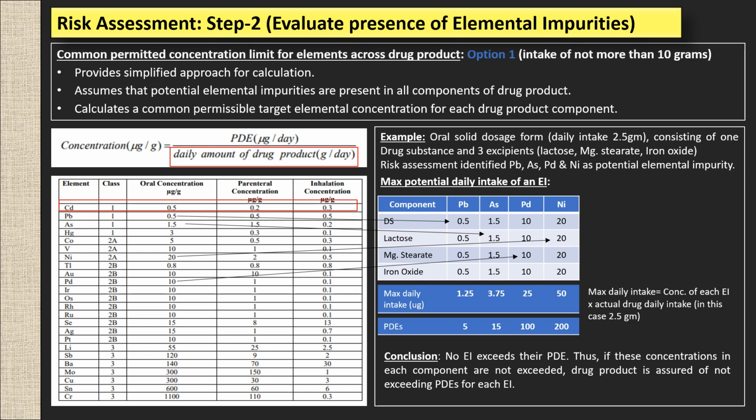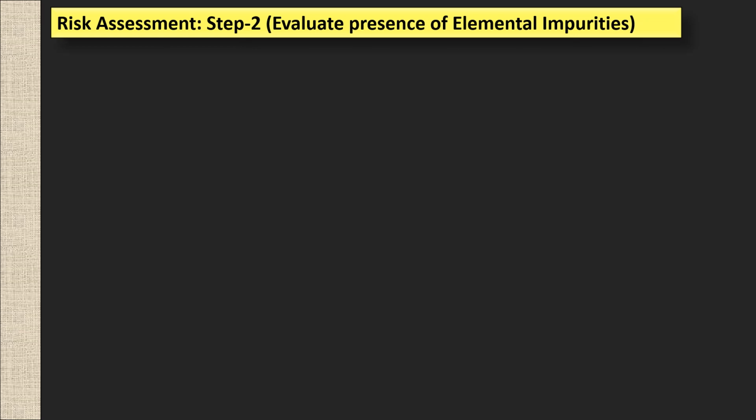So this is a very simple concept, option 1, which gives us an overall understanding of how we first determine the common concentration in microgram per gram for each elemental impurity. Then we determine the maximum daily intake by multiplying that concentration by the actual dose, and compare the obtained max daily intake with the PDE value. So if these obtained values are less than the PDE for each elemental impurity component, it is assured that the elemental impurities will not exceed the limits in the drug product.